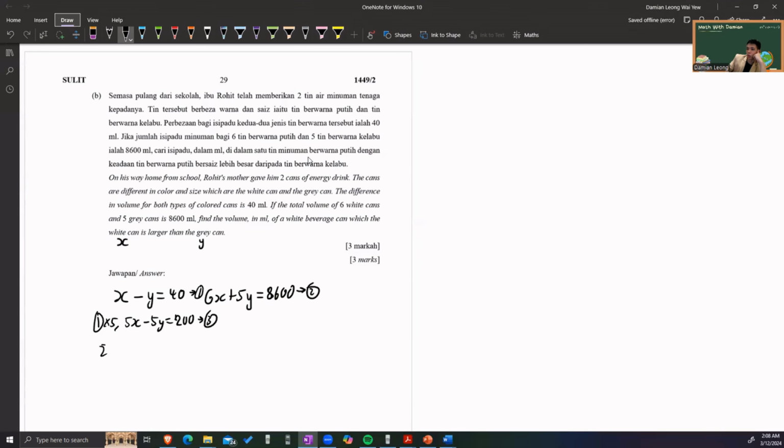So equation 2 plus equation 3. 6x plus 5x, 11x. 5y plus negative 5y, 0. 8,600 plus 200, 8,800. 11x is 8,800. Divide by 11, which is 800. So it's 800 ml for a white can.